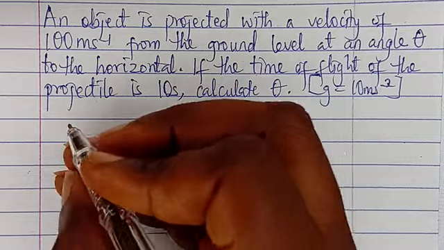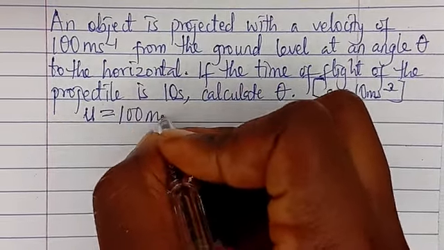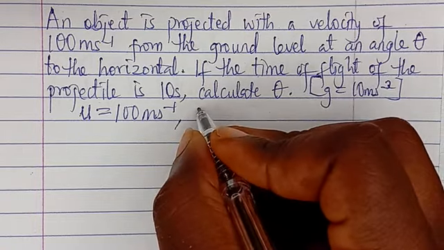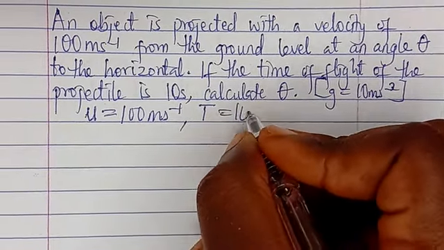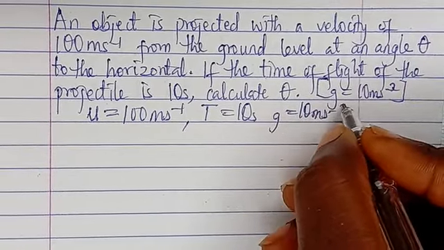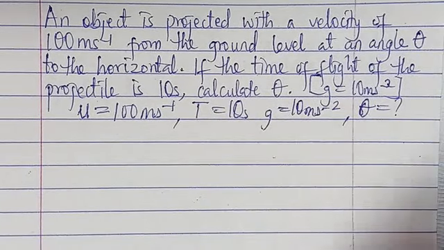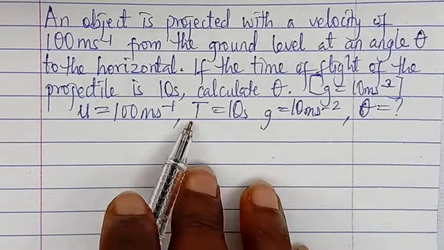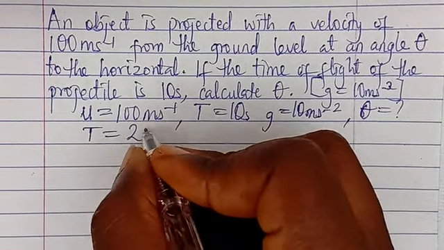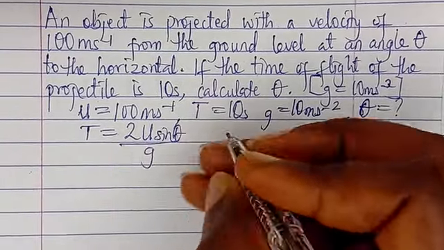So let's write out our parameters. The velocity of throw, initial velocity, is 100 meters per second. And we have that the time of flight is 10 seconds, and that g is 10 meters per second squared. And the angle of projection is what we are to find. So we have time of flight, that's the formula we are to use. Time of flight is equal to 2u sine theta over g.